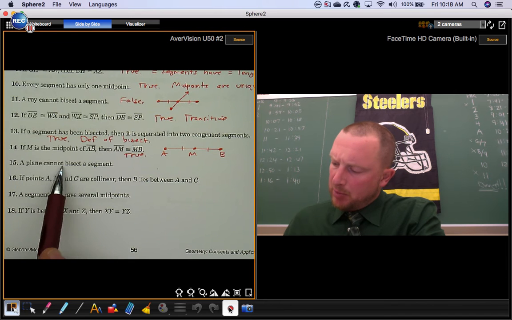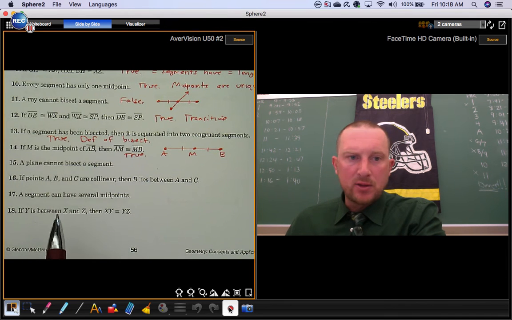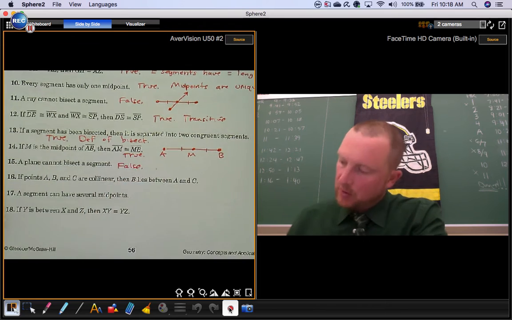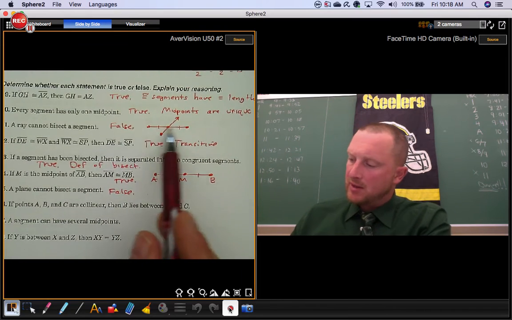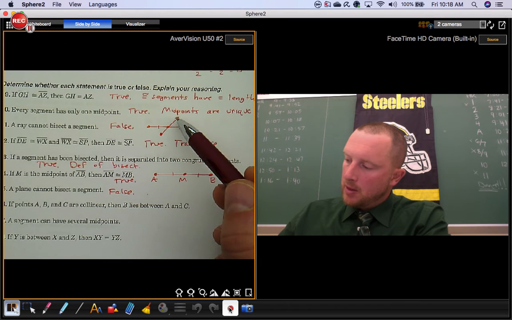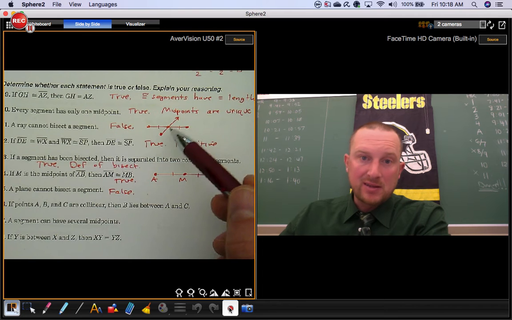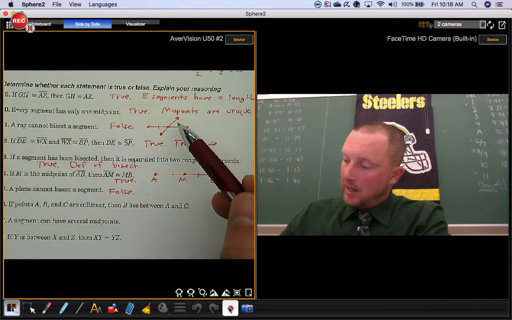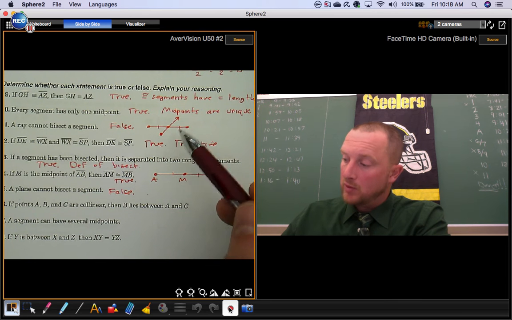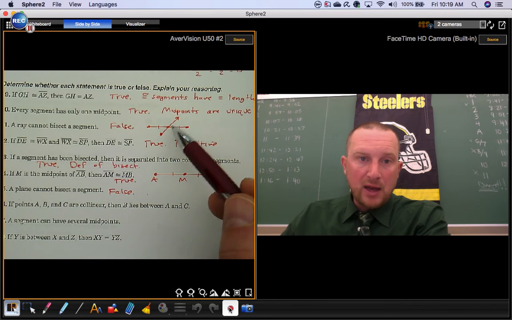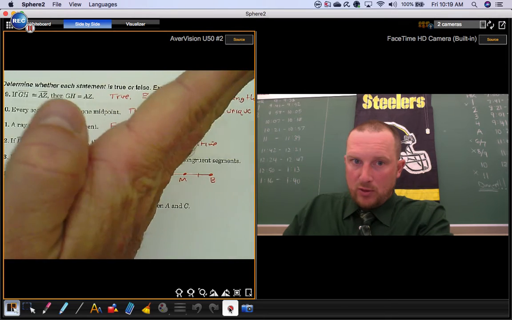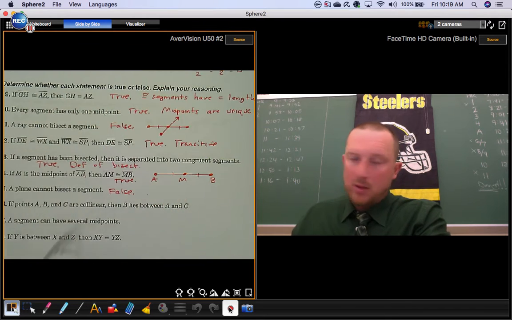Number 15, a plane cannot bisect a segment. That's false. It can. I'll refer you back to this example. This ray is bisecting a segment. You can have a plane bisect a segment as well. I don't think I would be nearly as successful drawing it, so maybe I won't do that. But you could put a flat two-dimensional surface going right through that point on that segment.